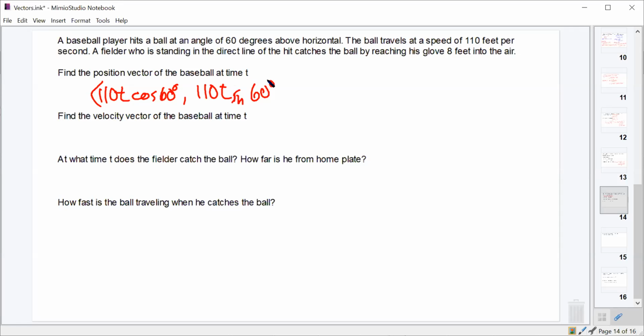Gravity's acting on it in the y direction. And so what do we need to subtract from this? What's pushing it down? If we're talking in feet per second, how is the position affected by gravity when we're doing it in feet per second? What is the acceleration due to gravity in feet per second?